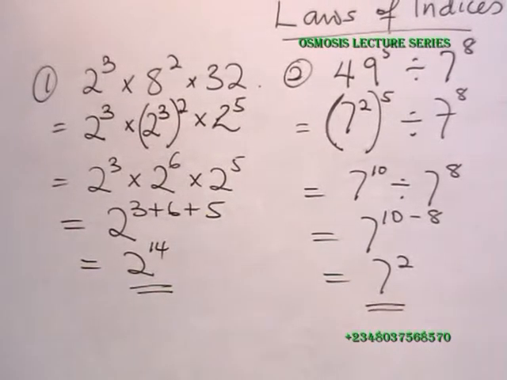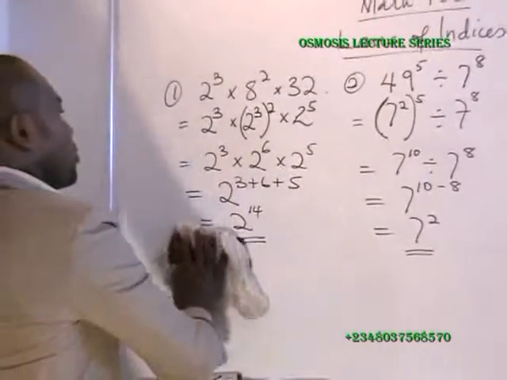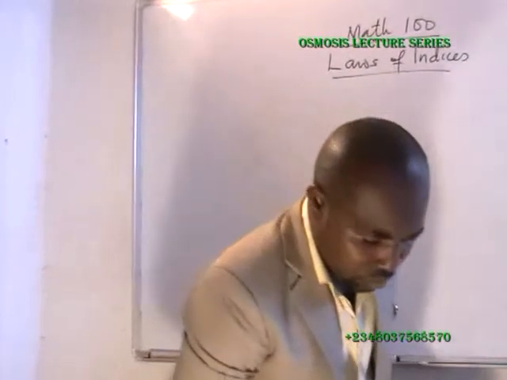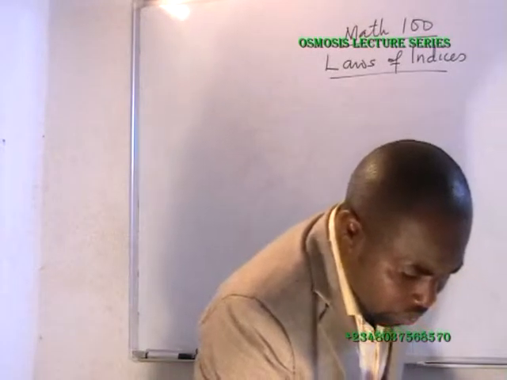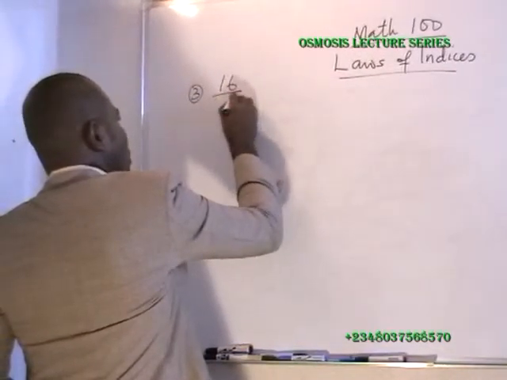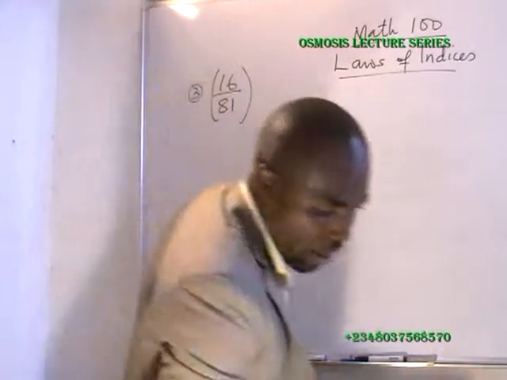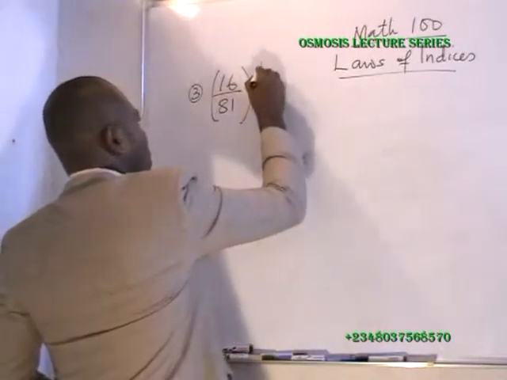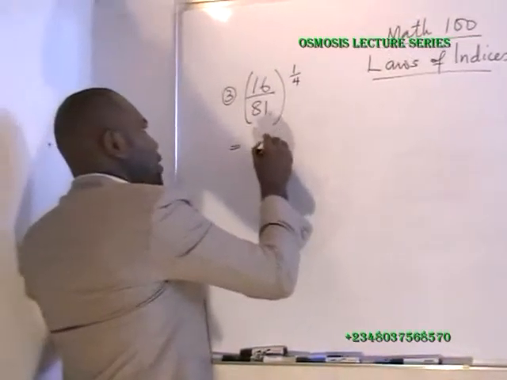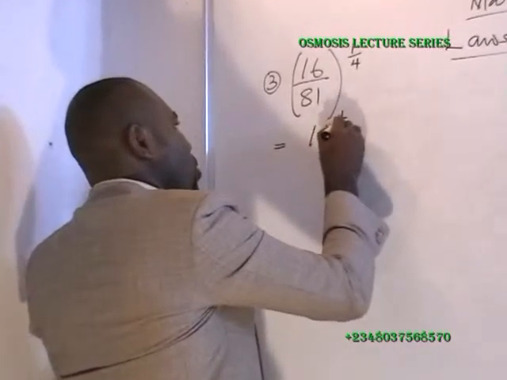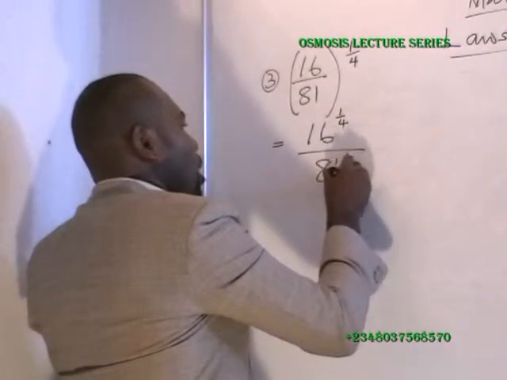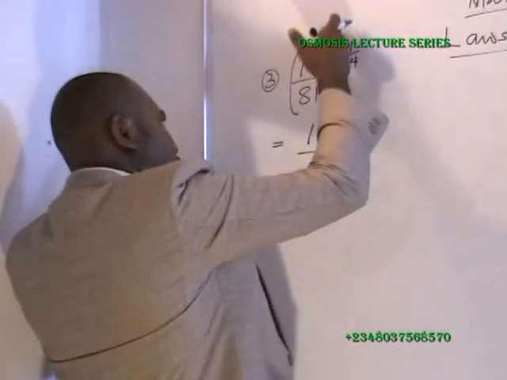Now let us take another question. If we have 16/81, all raised to power 1/4. This is equal to, remember, from the laws, 16 here is raised to power 1 over 4, all over 81 is the same thing. 81 is raised to power 1 over 4 because both of them are sharing the index.